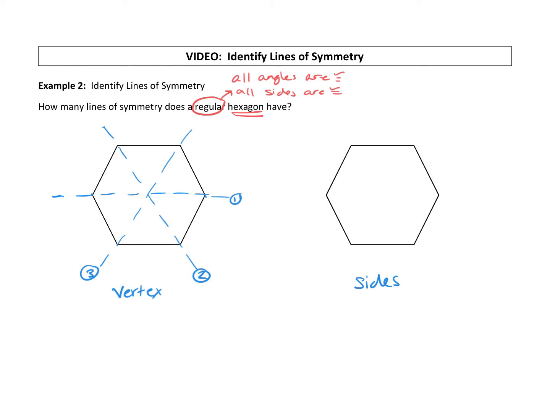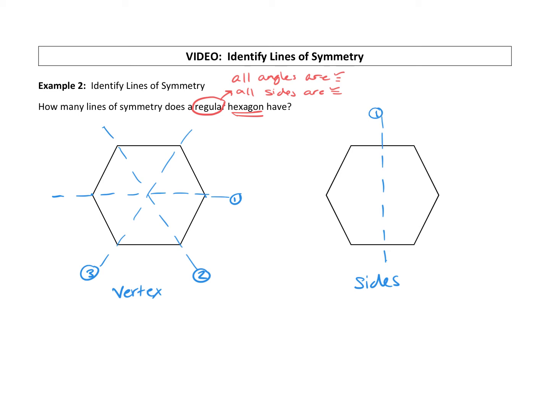What I mean there is, can I draw a line of symmetry cutting a side in half? So here's what I mean. See how that's going through basically the midpoint of each side? Does this left side reflect onto the right side? And it does. So we've got one line of symmetry there.